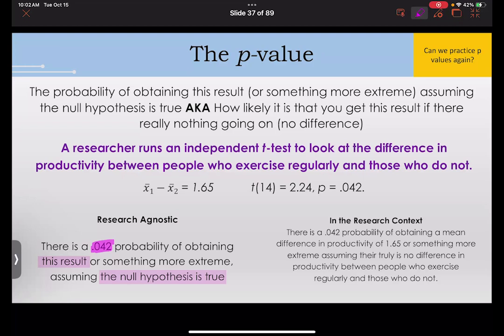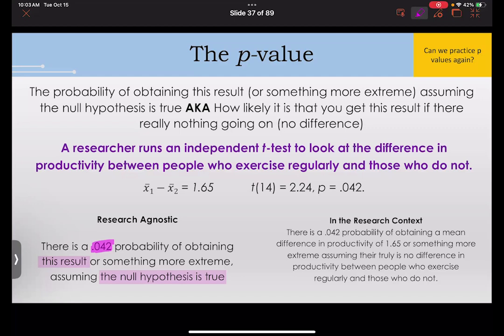Because what's my follow-up question going to be? 4.7 what, right? So if we're running an independent t-test looking at the difference in productivity between people who exercise regularly and those who do not, what's the context? More than that. Good. The context is differences in productivity based on exercise, right? That's the whole context. If I just went out in the world and someone asked, what are you studying? And I said exercise, that's not complete context. If I just said productivity, that's not complete context. It's got to have the whole context.